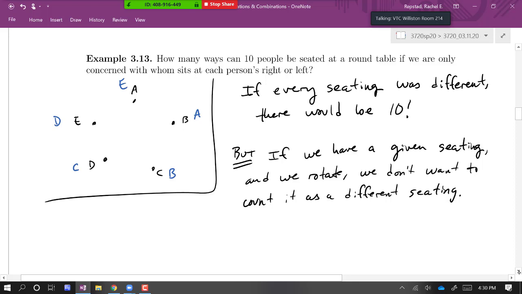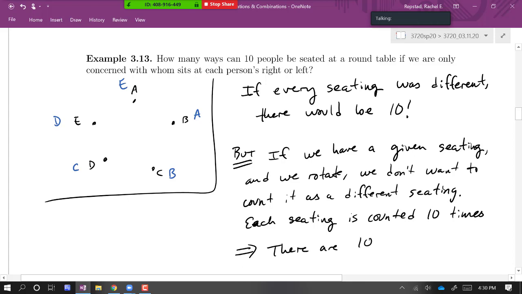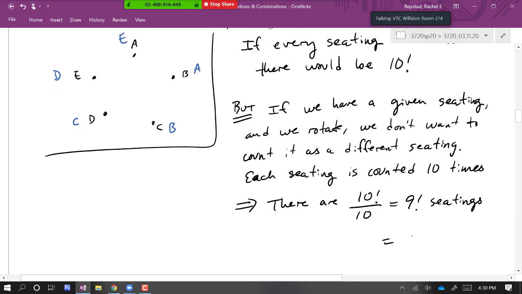How am I going to account for that? Then we divide 10 factorial by 10. Yeah, that's exactly what we're going to do. So each seating is counted 10 times. That means that there are 10 factorial divided by 10, which we could reduce. That's 9 factorial seatings. And if we find that value, wow, 362,880.